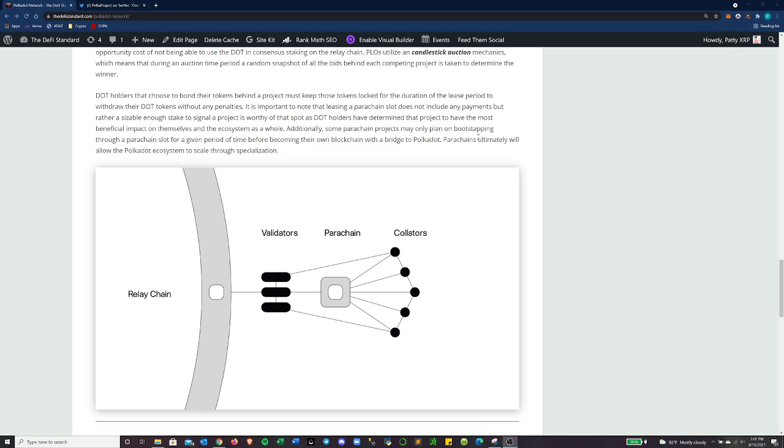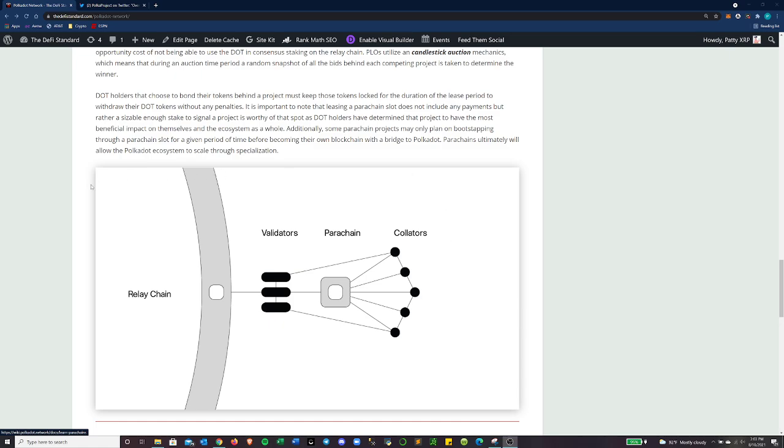And with them being heterogeneously sharded, which just basically means they can have some of their own settings that they want to have. So transaction fees could be different, gas fees can be different, the governance could be different, just all kinds of different things. And these parachains present an interesting opportunity to anybody that is a DOT token holder.